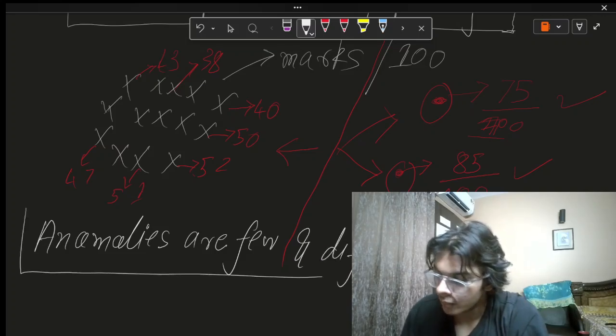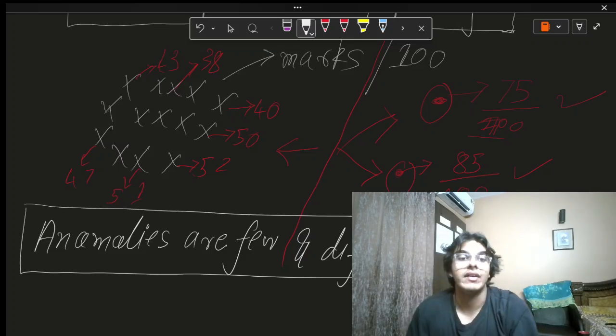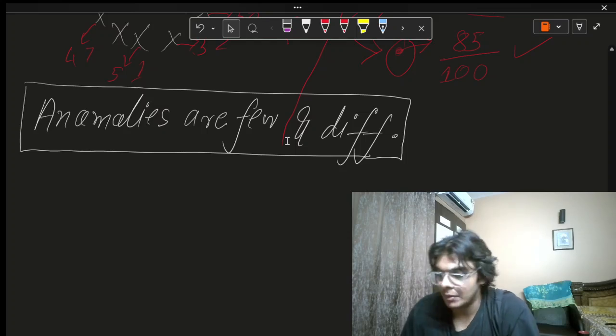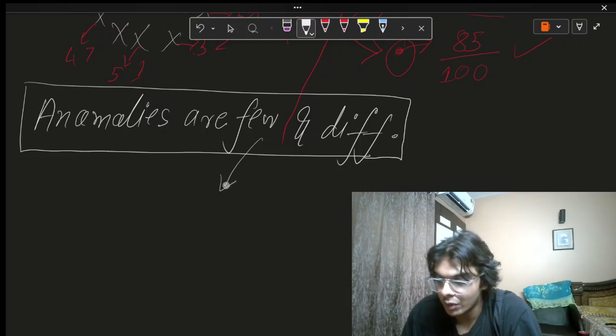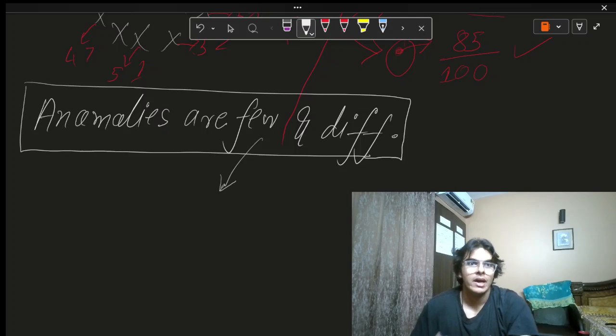This is like a rule. Okay, anomalies are few and different, very important. This is why anomalies are anomalies. If someone asks why are anomalies few, it is the definition of an anomaly to be less in number. If there are too many, they will be like the normal data points.